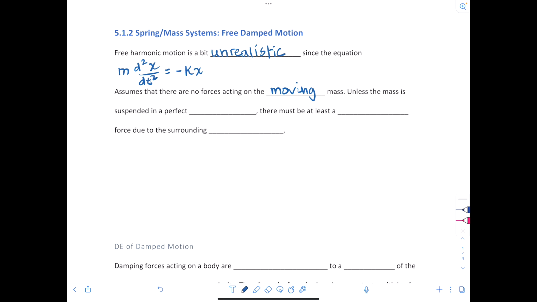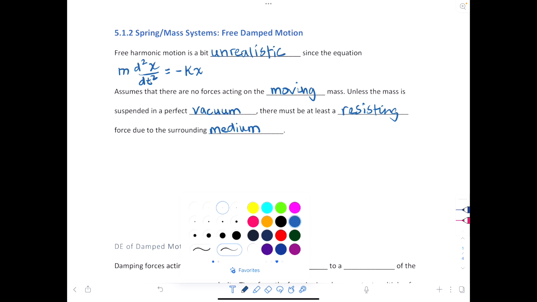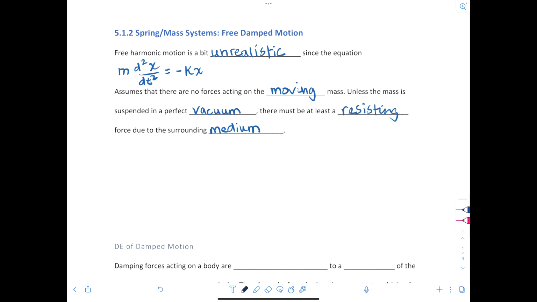Unless the mass is suspended in a perfect vacuum, there must be at least a resisting force due to the surrounding medium. So these are very unprofessional sketches of what a system with damped motion would look like.